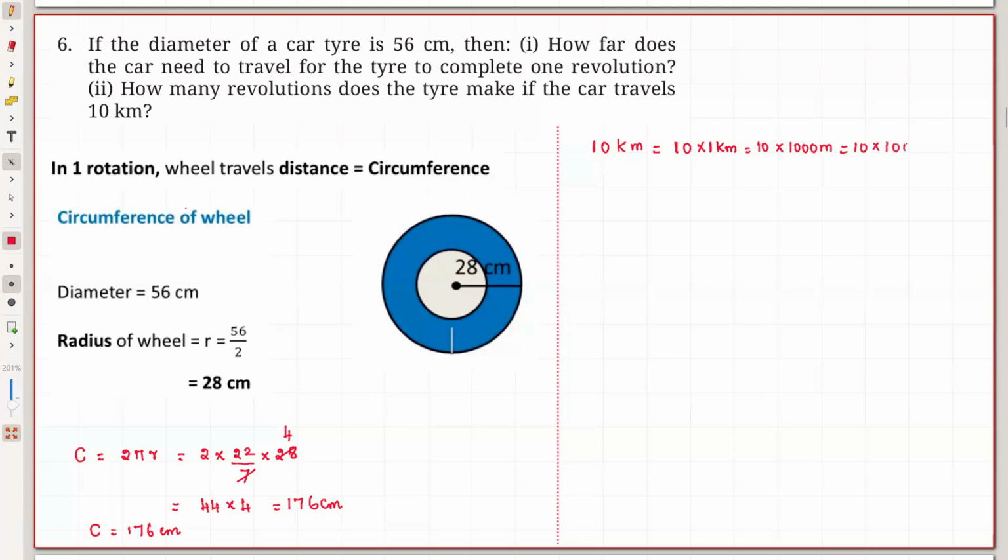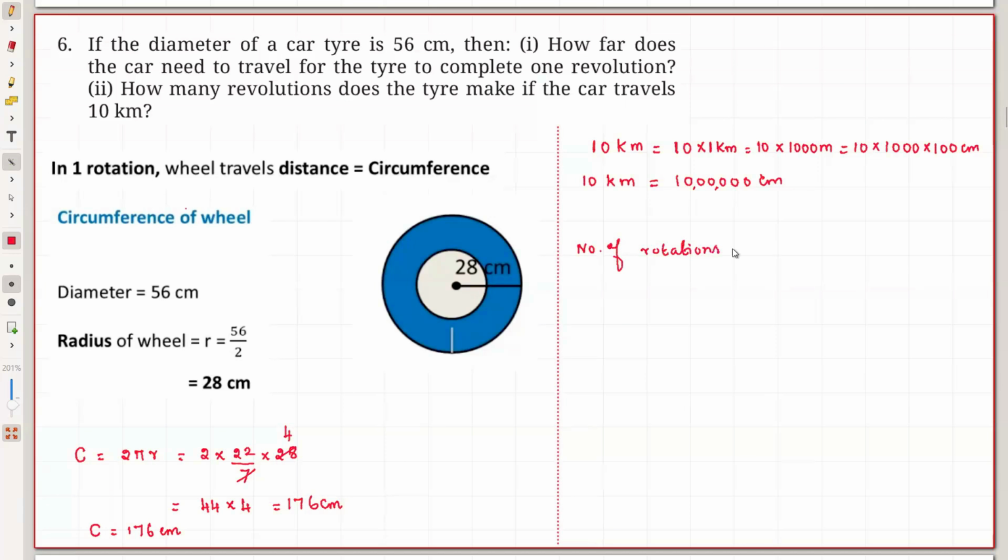1 meter is equal to 100 centimeter. Now this is in centimeter. So therefore we can write 10 kilometer is equal to, how many zeros do we have? 1, 2, 3, 4, 5, 6 zeros. Now this is our centimeter.